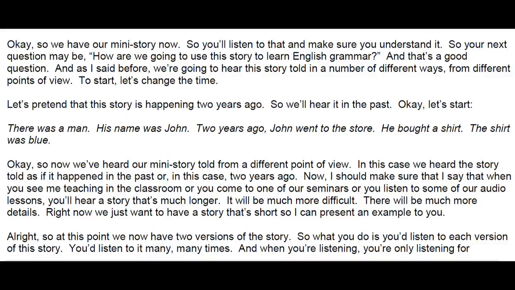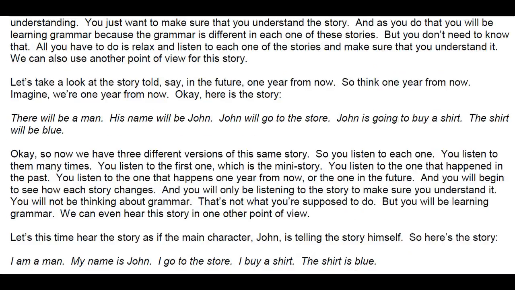Alright, so at this point, we now have 2 versions of the story. So what you would do is, you'd listen to each version of this story. You'd listen to it many, many times. And when you're listening, you're only listening for understanding. You just want to make sure that you understand the story. And as you do that, you will be learning grammar, because the grammar is different in each one of these stories. But you don't need to know that. All you have to do is relax and listen to each one of the stories and make sure that you understand it.